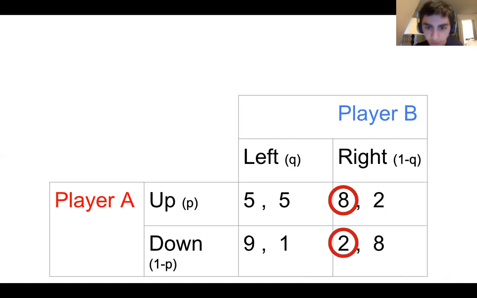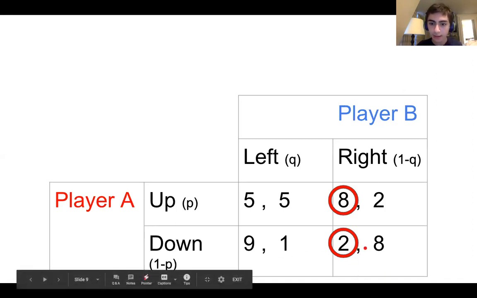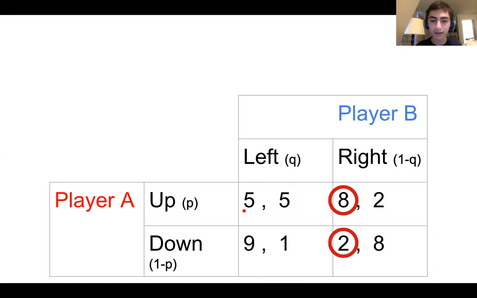Remember that payoffs aren't about getting more than your opponent. Payoffs are just about getting the most payoff for yourself. You don't care about your opponent's payoffs at all. So in this case, it doesn't matter that player A and player B tied. Player A only cares that he got 5, right? So yeah, let me go back to this.